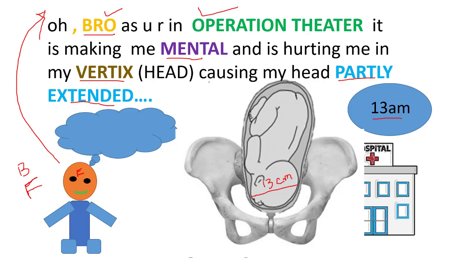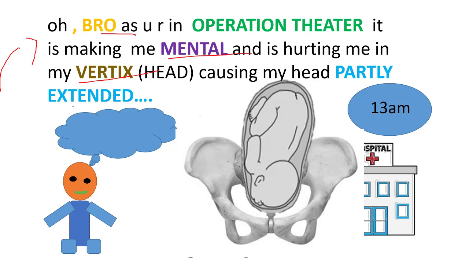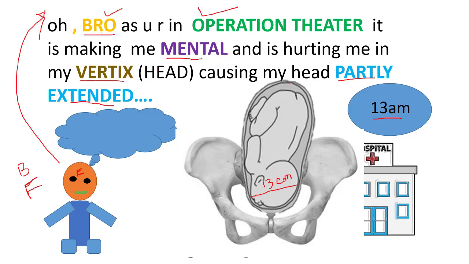Now, last point, causing my head partially extended. So why is the head partially extended? Because due to headache, there is a spasm of the muscles, causing the head to be partially extended. What does it mean? In brow presentation, the attitude of the fetus is partially extended. Normally, the fetal attitude is flexion. In face presentation, it is complete extension. But in brow presentation, it is partially extended or partially deflexed. So this was the whole topic.